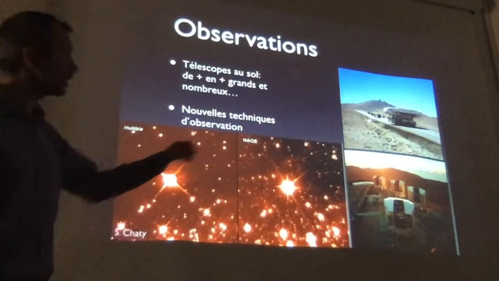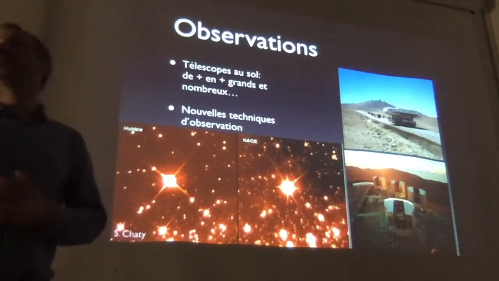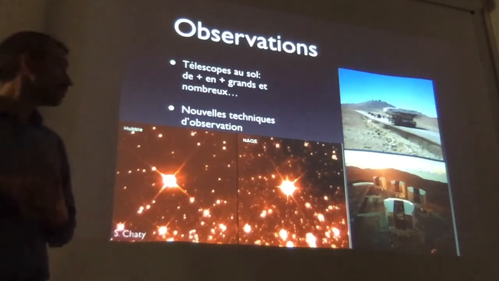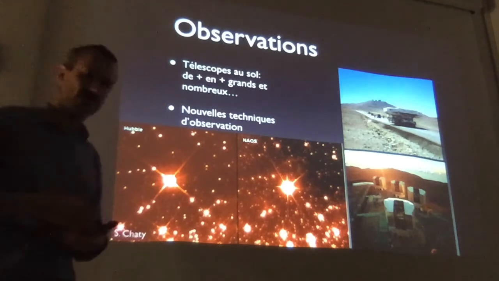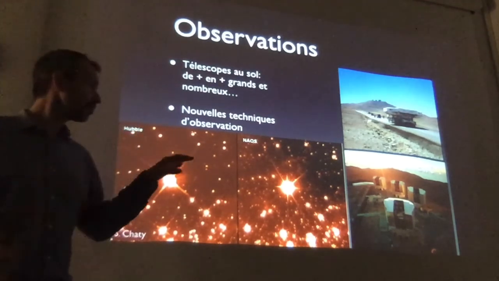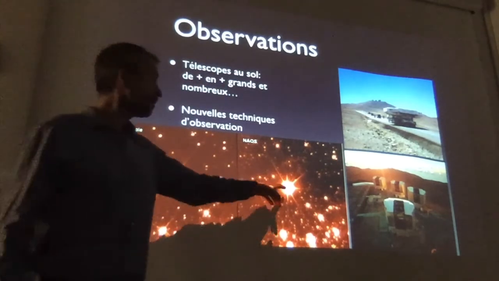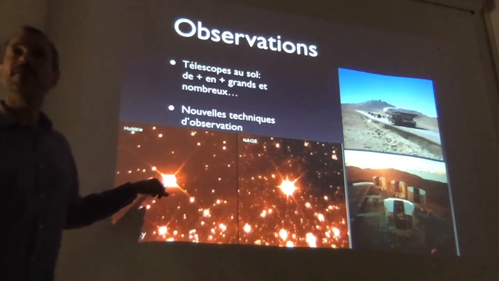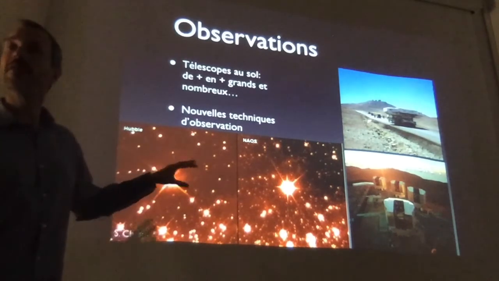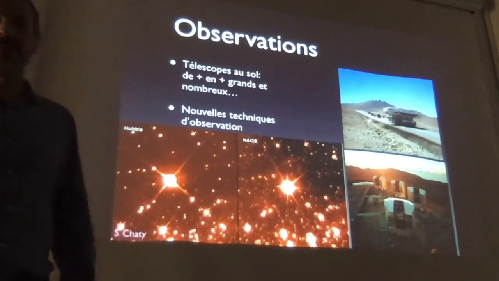Now we have some new techniques of observation that allow us, even when you have a telescope on the ground on Earth, to have active optics and adaptive optics, which allow us to get rid of the atmosphere, literally. So we have some images that are better than for the Hubble Space Telescope, just because we have a bigger diameter. This is 2.5 meters, this is 8 meters, so it's quite nice.